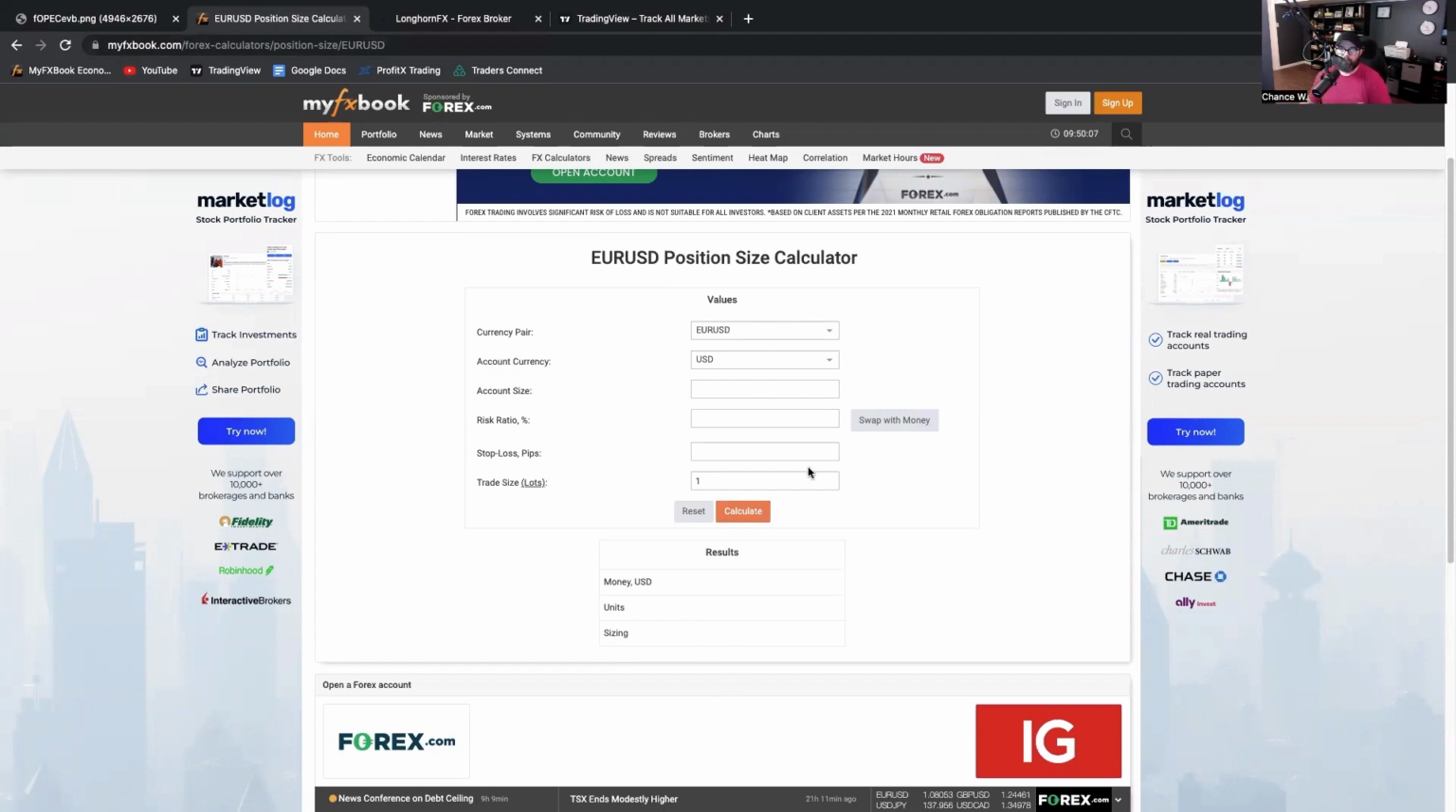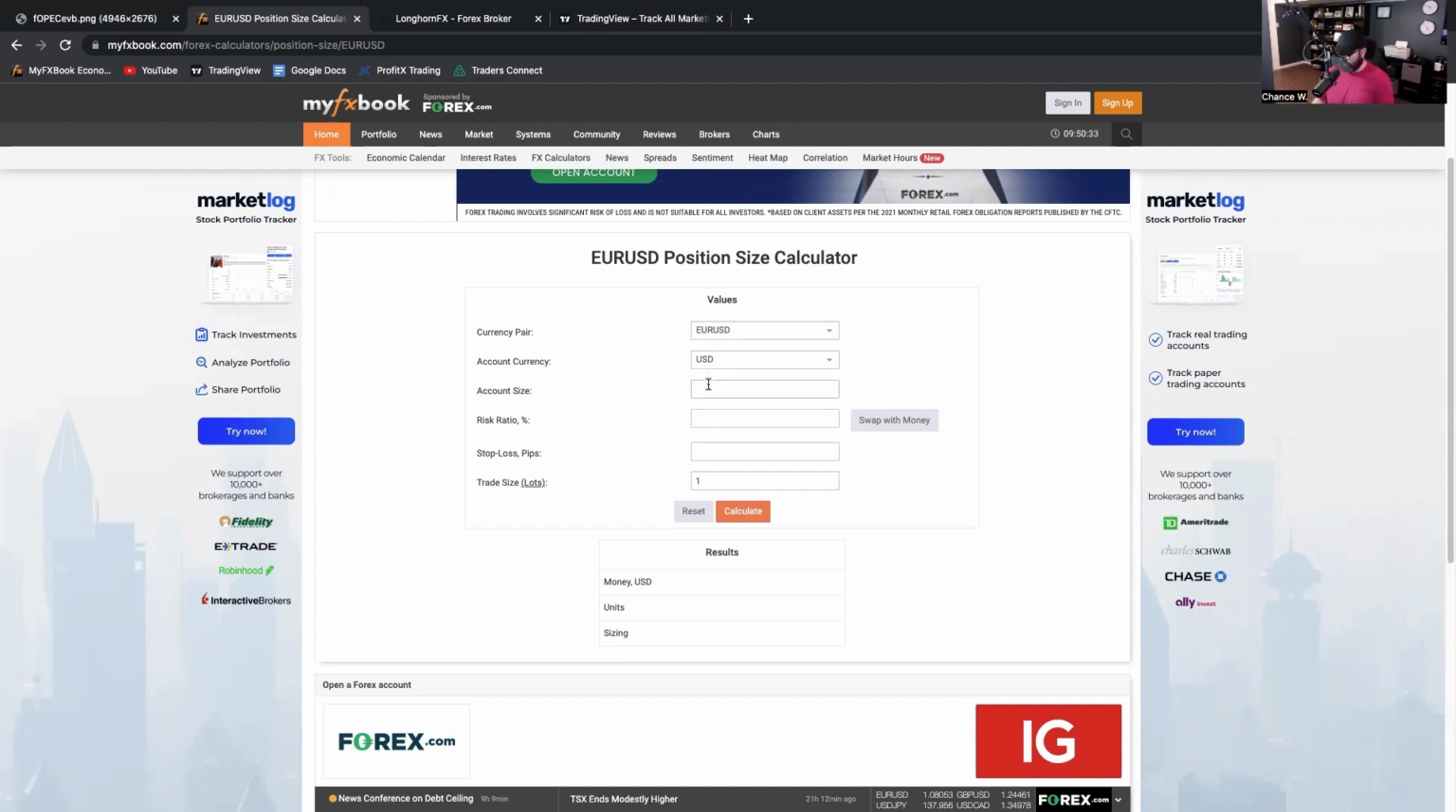As it brings you to this, the very first thing you need to know is your currency pair. If you remember from where I was in the charts earlier, I was on the EU chart, so we put in Euro US dollar. My account currency is US dollars because I don't have an account in British pounds or anything like that. I'm a US citizen, all my accounts are in US dollars, so I have that inputted here.